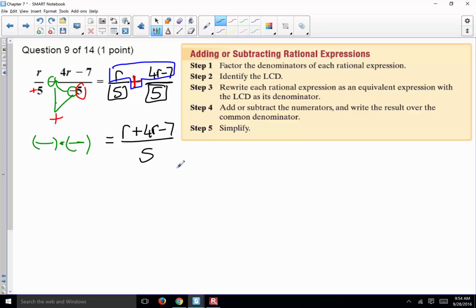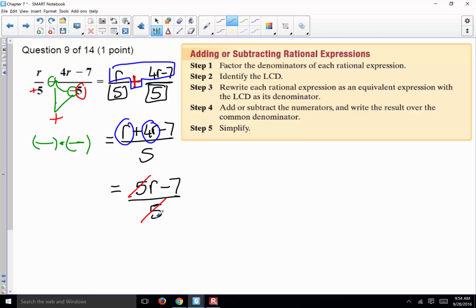Okay? Next. These are like terms, we can combine them. They combine into 5r minus 7 over 5. Alright. I'm looking for a factoring on the top. Any factoring going on the top? No, right? 5r and 7 have nothing in common. But at least can I cancel these?